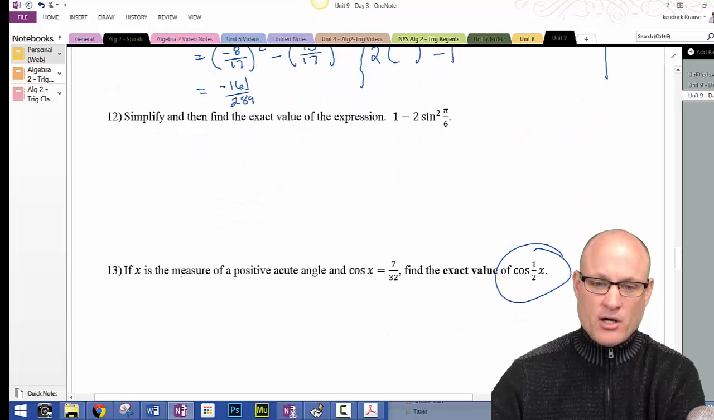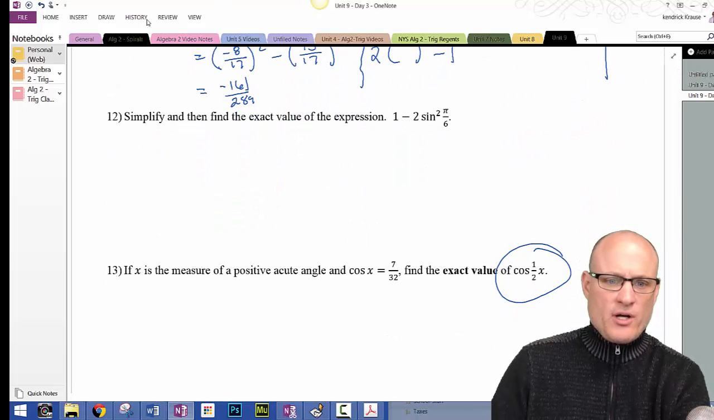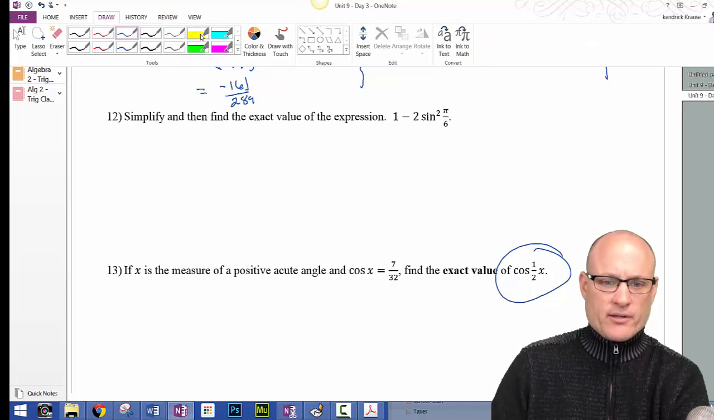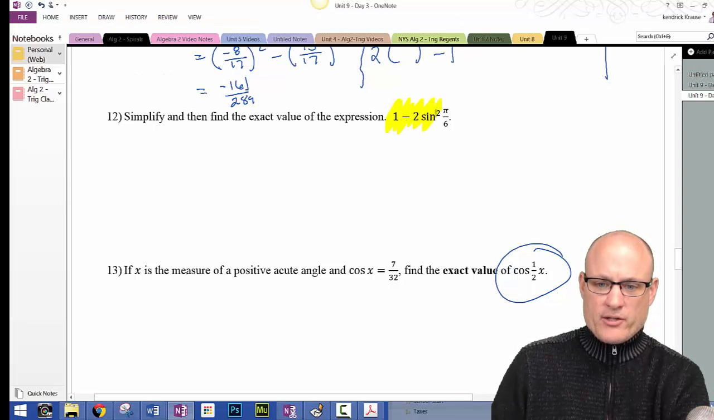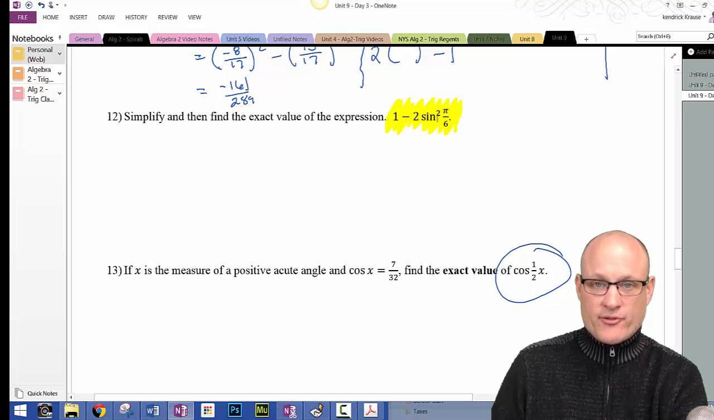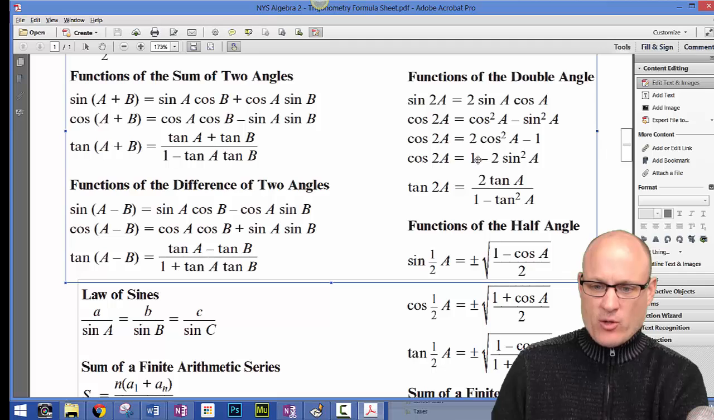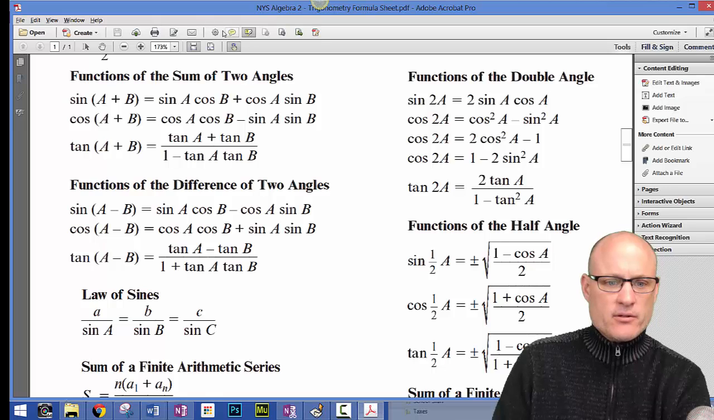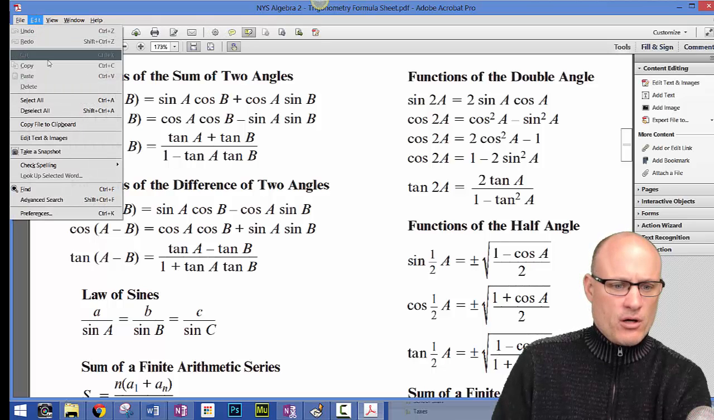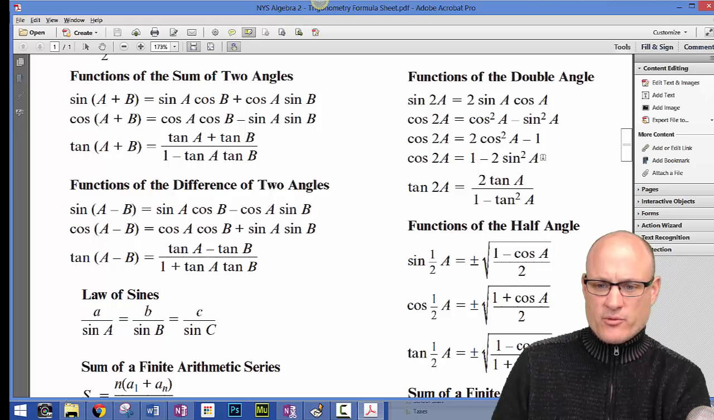12. Oh, 12, cool. So 12 looks tough, but it's really not. Take a look at this thing. It's 1 minus 2 sine squared of something. Well, if I see 1 minus 2 sine squared of some angle, that reminds me of this formula right here. 1 minus 2 sine squared. I wish I could figure out how to annotate with this. There's got to be a way to draw. I don't know. So this is what I'm going to be looking for right here. This 1 minus 2 sine squared A.